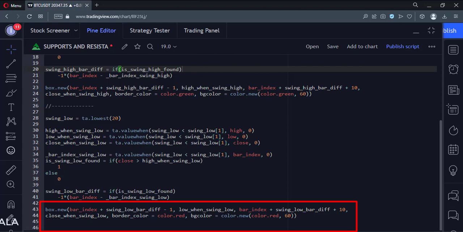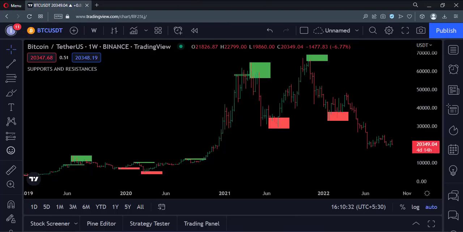Let's add this indicator to the chart. As you can see, the green and red colored boxes are the supports and resistances levels in the respective bullish and bearish trends. So that's it. That's how you can find the supports and resistances in the TradingView Pine script.